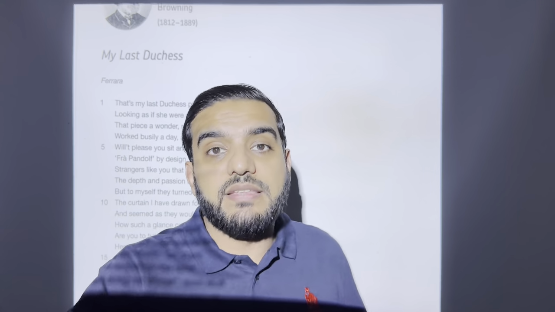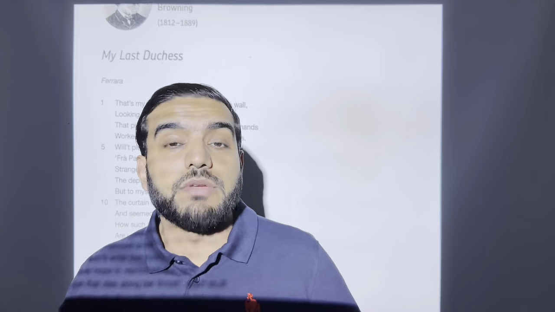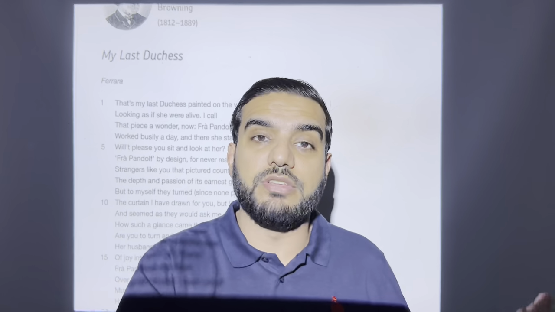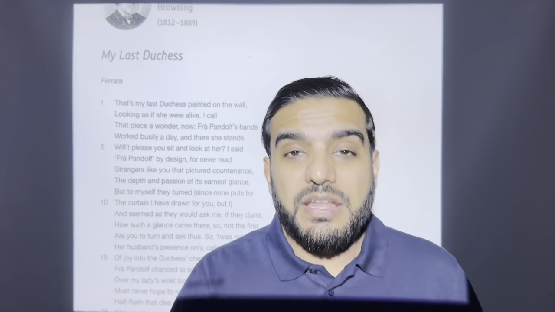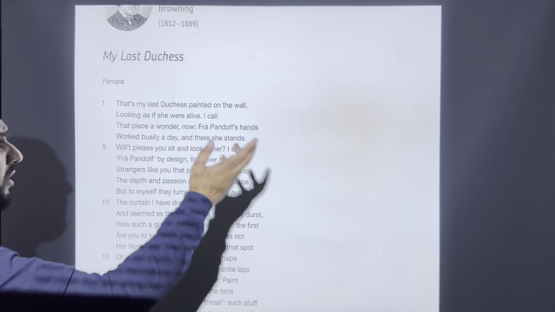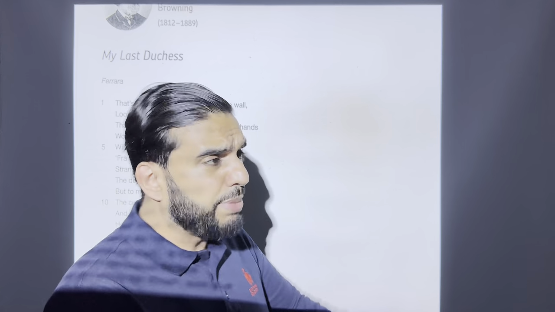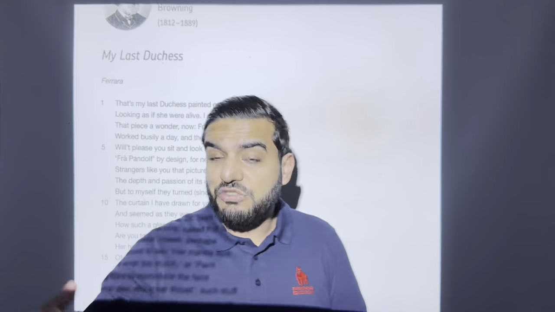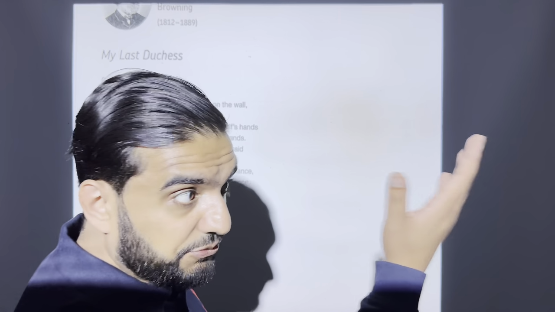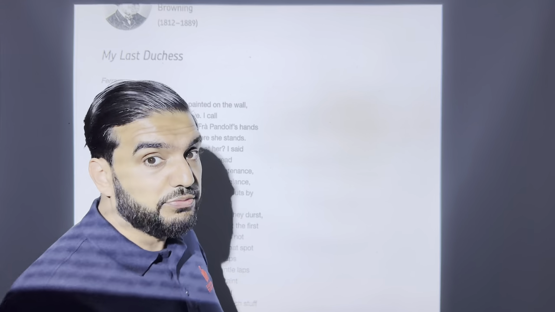And for me, this poem is a warning. The Duke tells this man about his ex-wife, about his previous wife, my last duchess, my last wife. And we get the impression, guys, that when the poem begins, he says, that's my last duchess painting on the wall. So he's got a painting of his ex-wife on the wall in his house. And he says to this guy, look, have a look. That's my wife. That's my ex-wife.